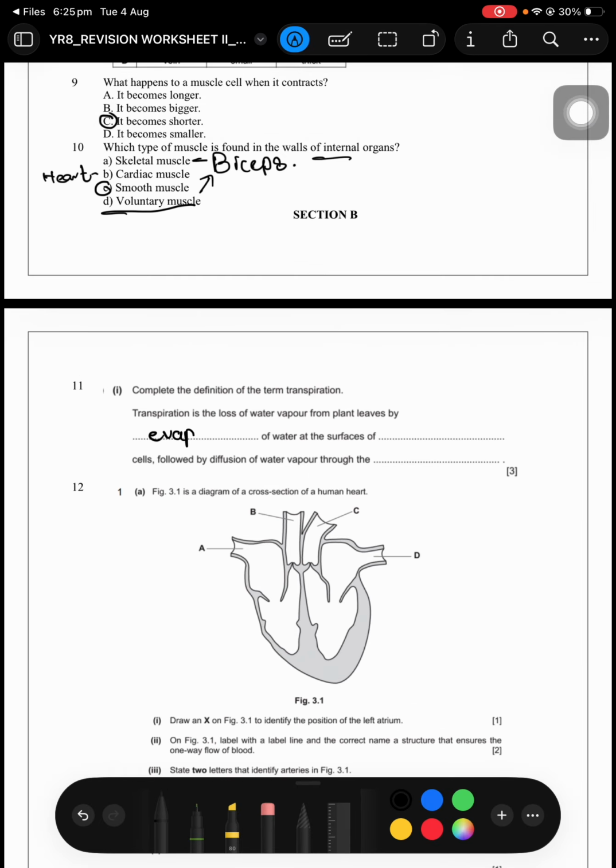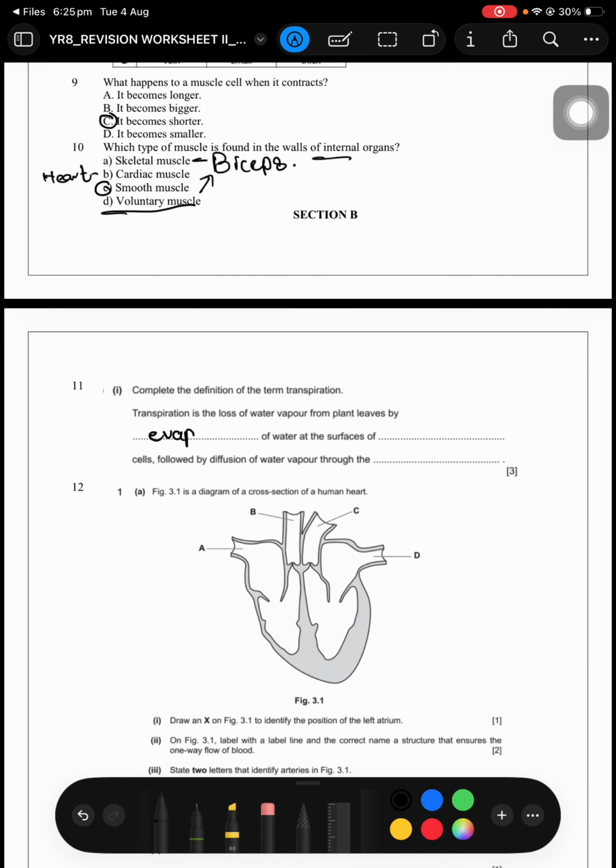On Fig 3.3, label the line with a label line and the correct name of a structure that ensures the one-way flow of blood, which is valves. You can see the valves over here and here. So it's called valves.